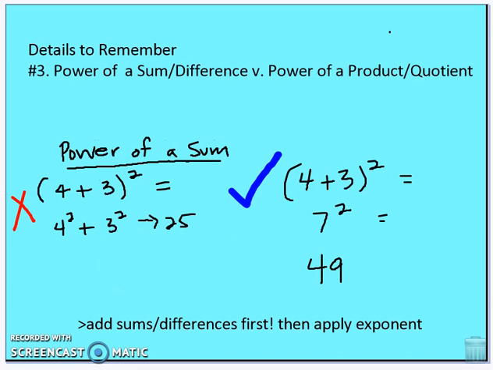And lastly, power of a sum or difference versus power of a product or quotient. If you have a power of a sum, you need to add the values together before you take the power. So let's take the example: 4 plus 3, squared, is not the same as 4 squared plus 3 squared. 4 plus 3 squared is 7 squared. And 4 squared plus 3 squared is 25, so you can see that that's not the same.